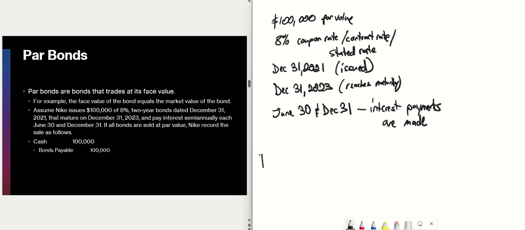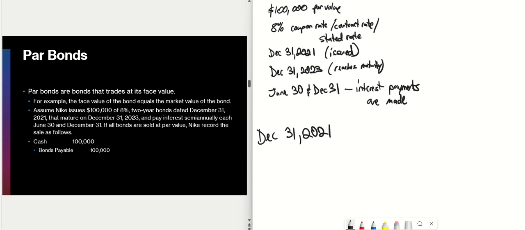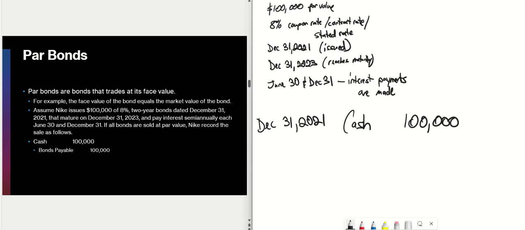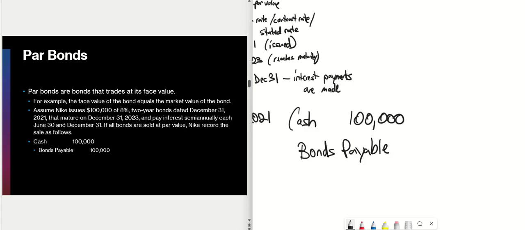So on December 31st, 2021, this is the transaction date. Once Nike issued the bond in exchange to receive cash, they're going to go ahead and debit cash, as you can see here on the left side, of $100,000 because they received cash. All right. So why did they receive cash? They received cash because they issued a bond, which means that they created a liability for themselves called bonds payable of $100,000. Okay.